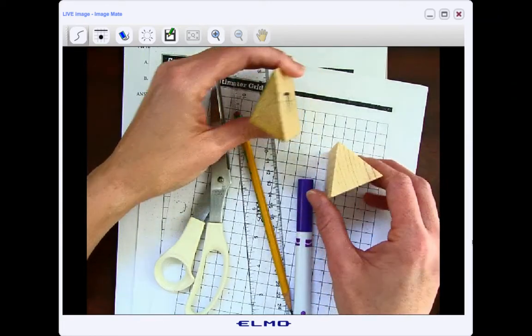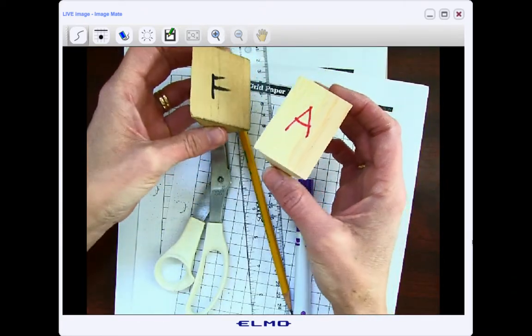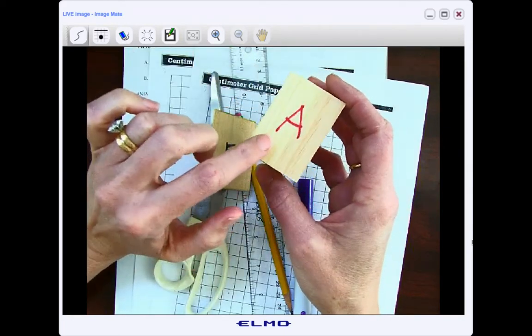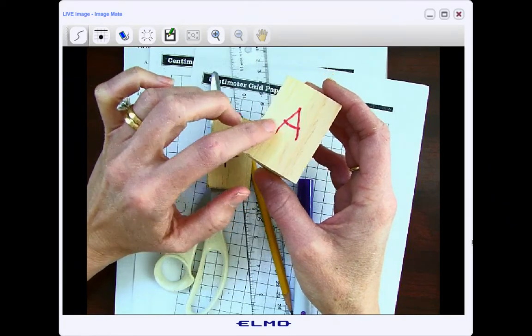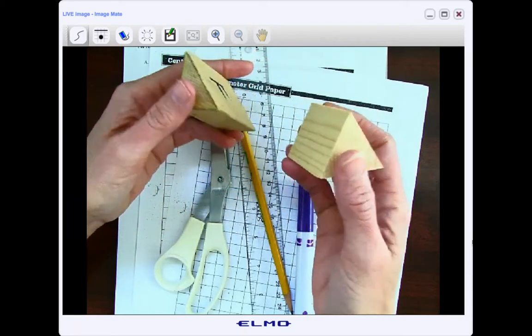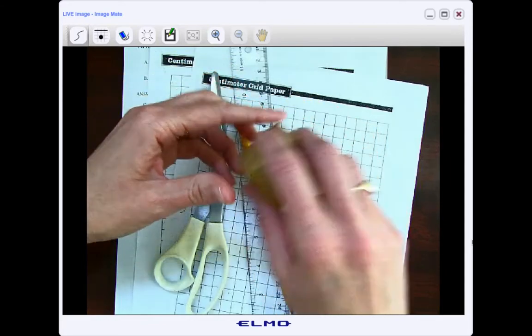There should be two triangular prisms in your box. They might not be labeled this way, so you might have one that has A, B, C, D, or E, and then one that's either F, G, or H. So you should have two. And we'll talk about the difference between the two that you have in a little bit.